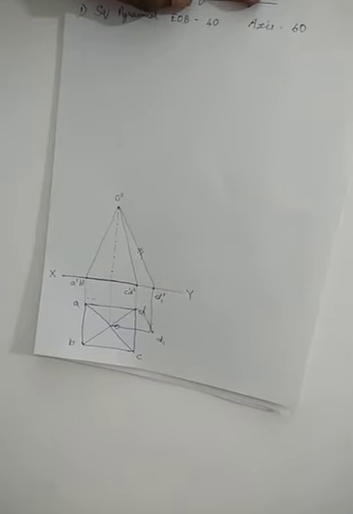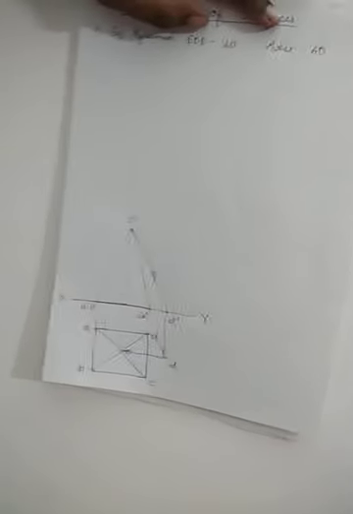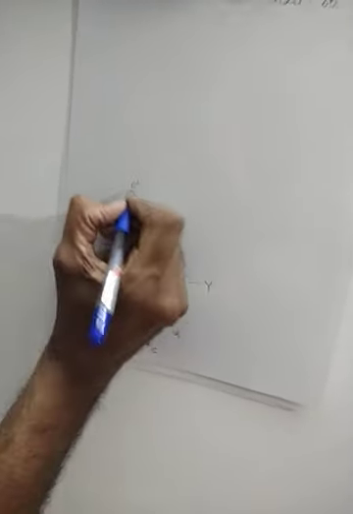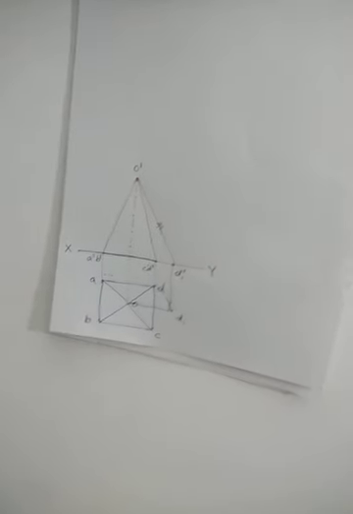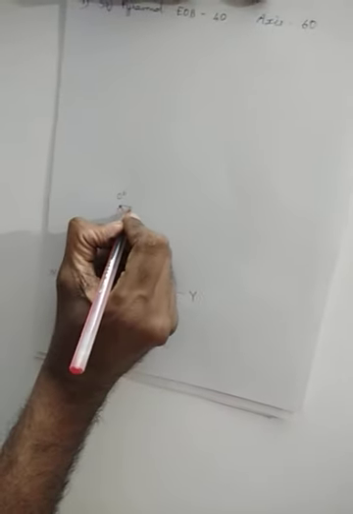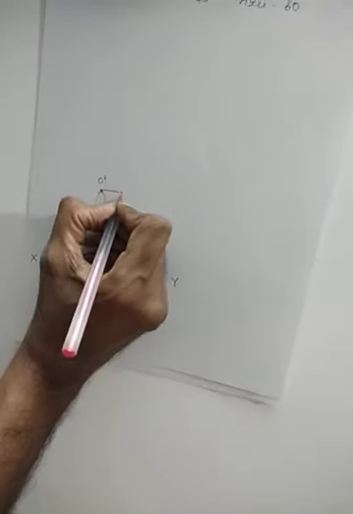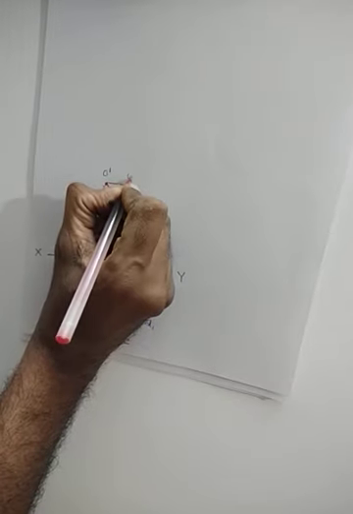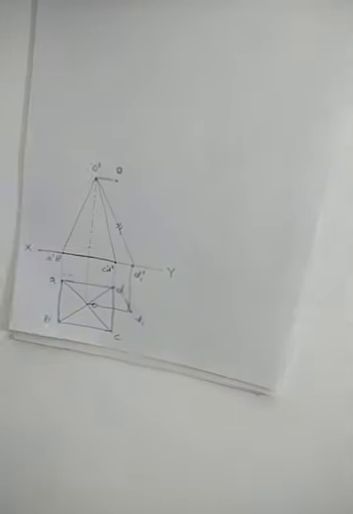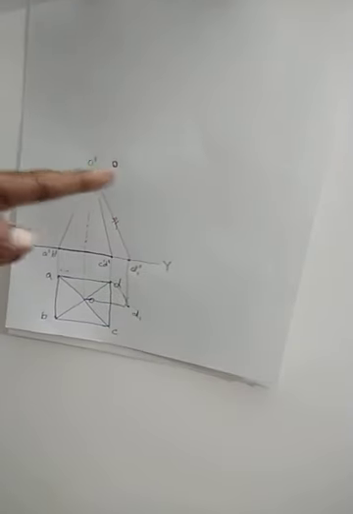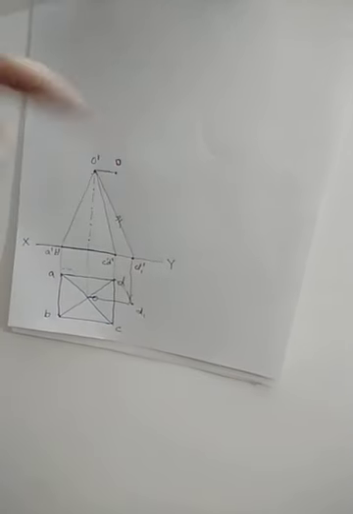Now for drawing the development of the pyramid, again what you have to do is use your compass. Before that, first we have to draw a horizontal line from O dash. This horizontal line should be exactly parallel to XY line. You can take any length you like, say 1 centimeter. I am drawing a 1 centimeter line, you name it as capital O.